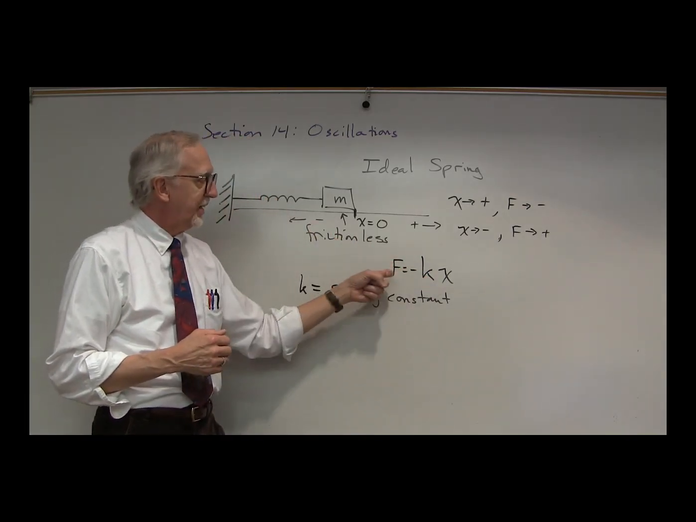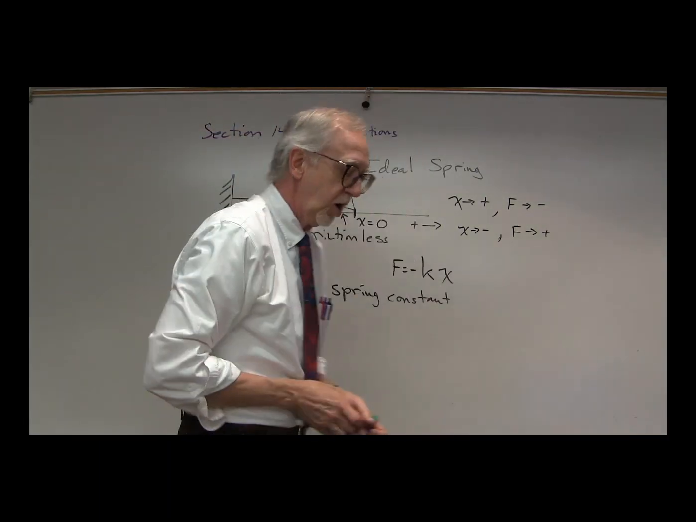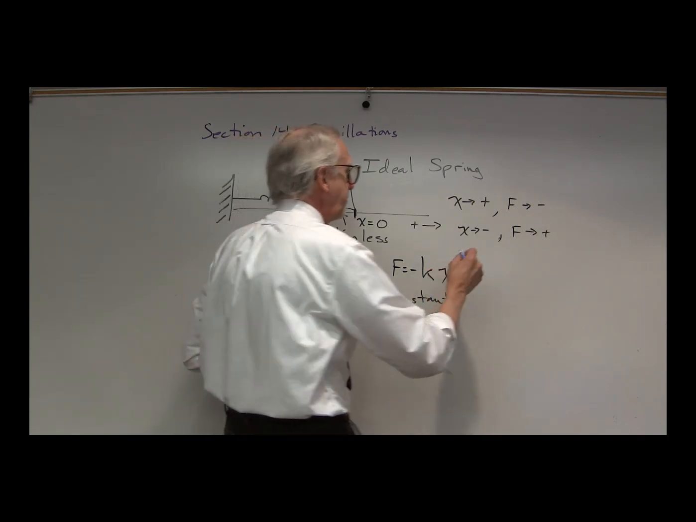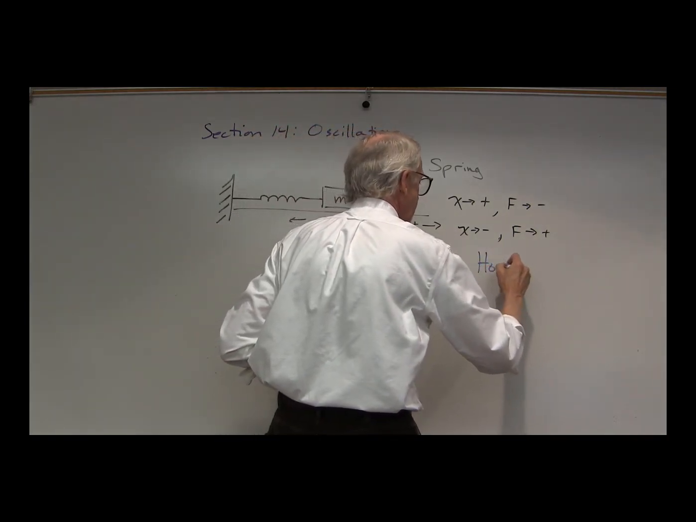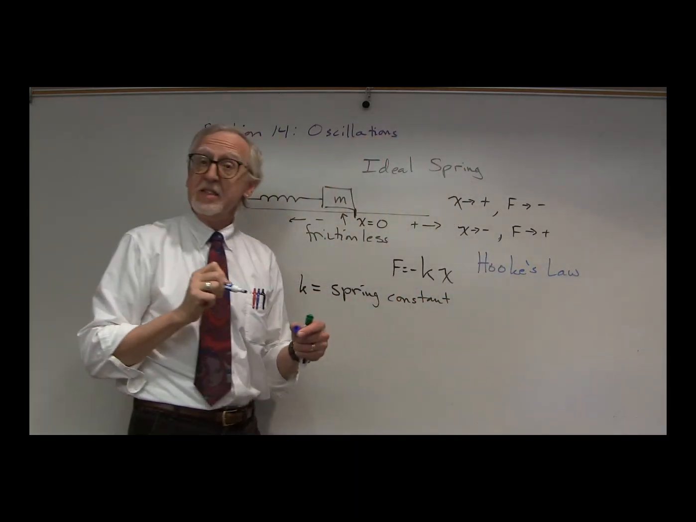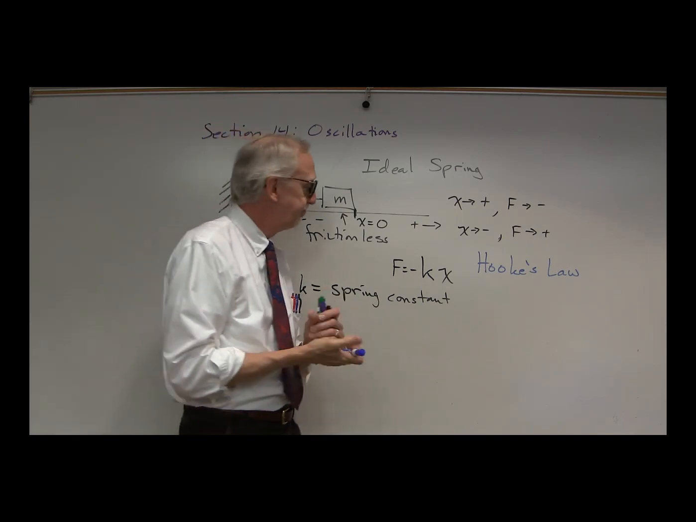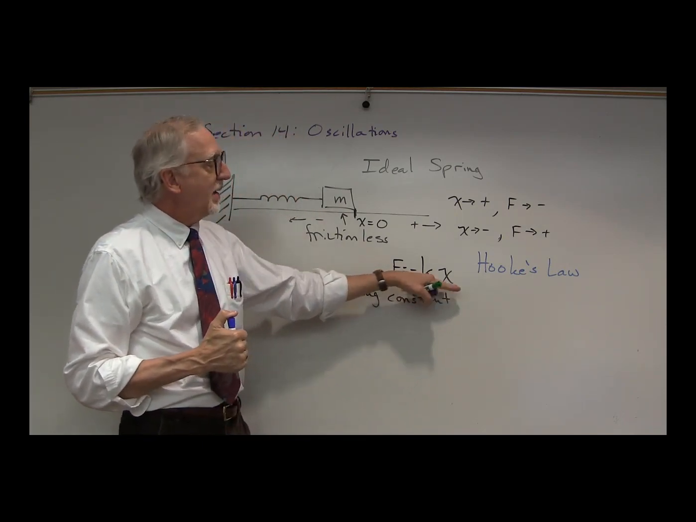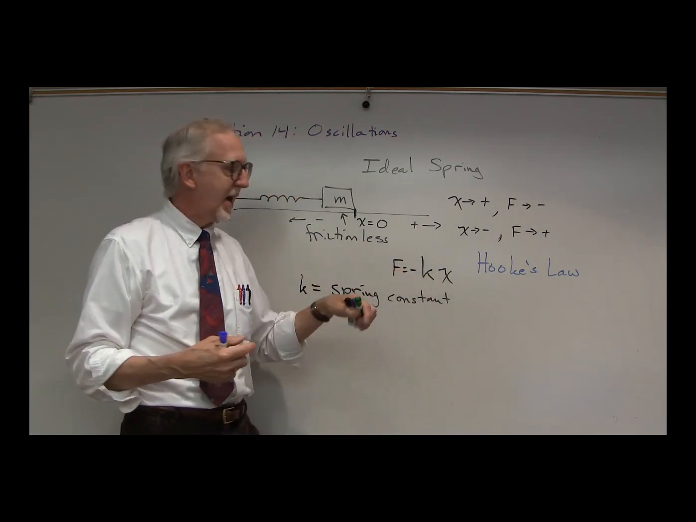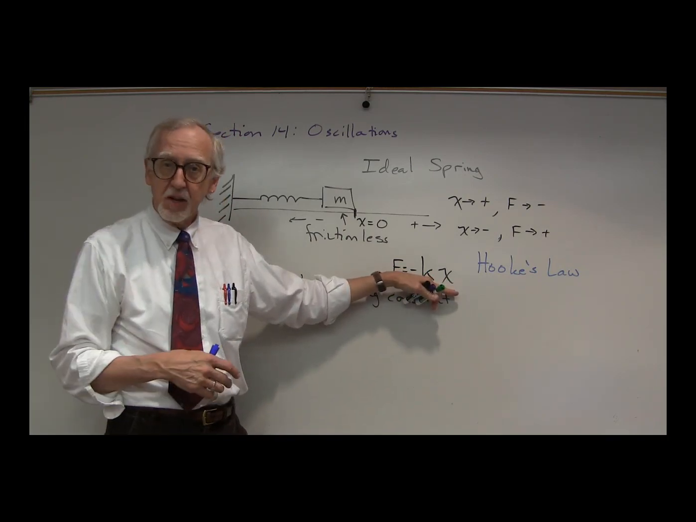And then we've got this relationship, F equals minus kx. And this is what we call Hooke's law. This is named after Robert Hooke, who was a contemporary of Isaac Newton. So what kind of motion will we get when an object is experiencing Hooke's law?